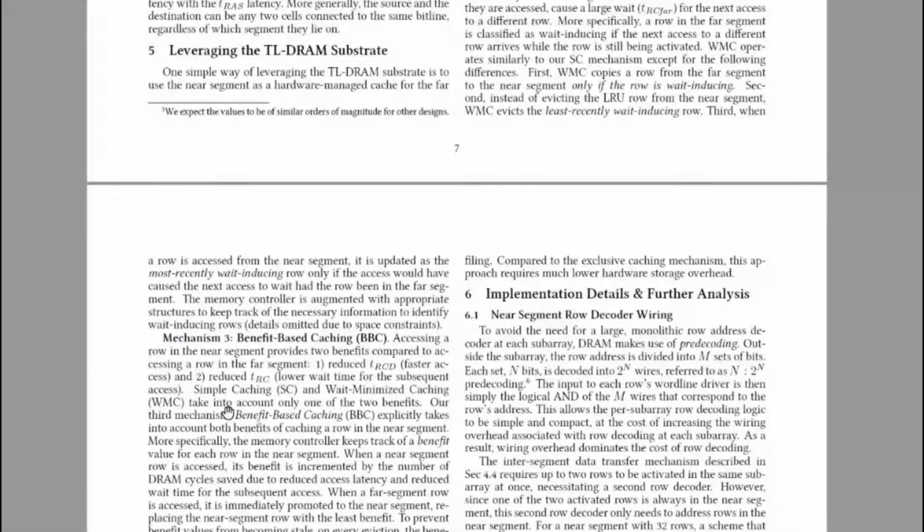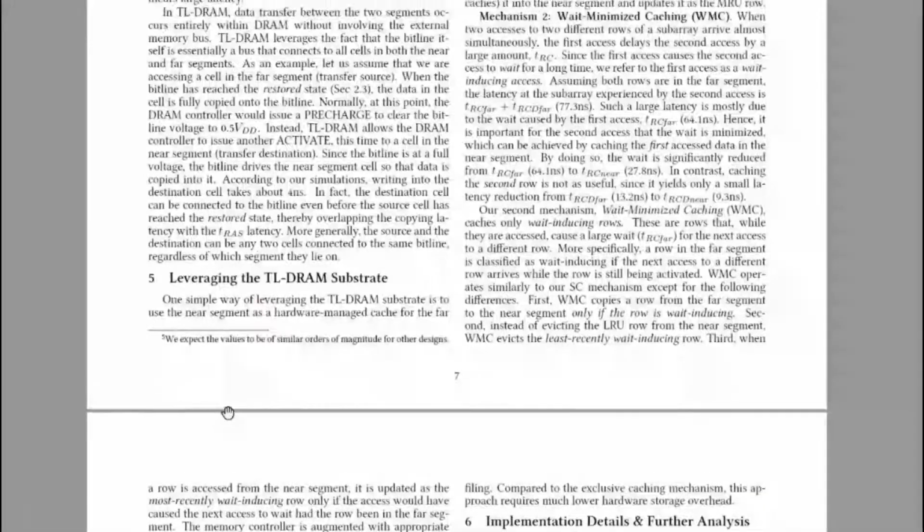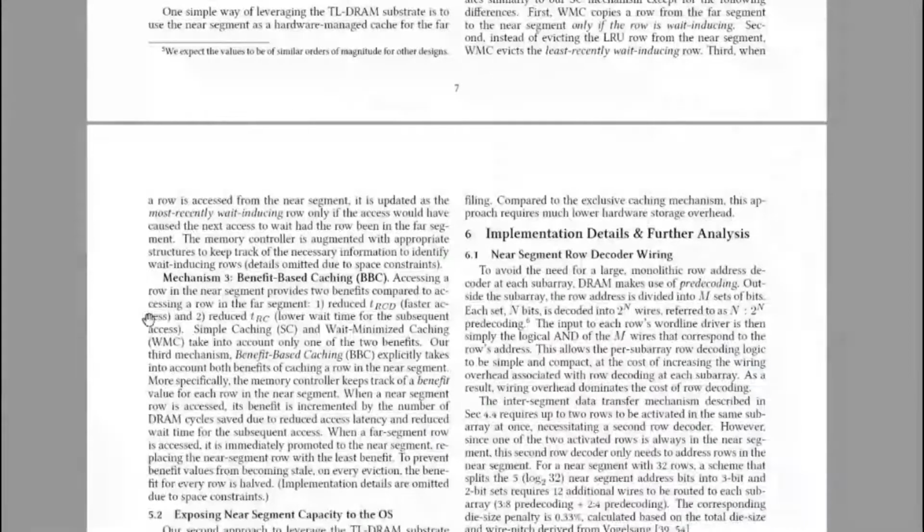And again, I am repeating the same thing, that in these two mechanisms, mechanism 1 and mechanism 3, they are not placing every row from the far segment into the near segment. Only the important rows accessed from the far segment will be stored in the near segment, and other rows which are accessed from the far segment but are not important will not be stored in the near segment.